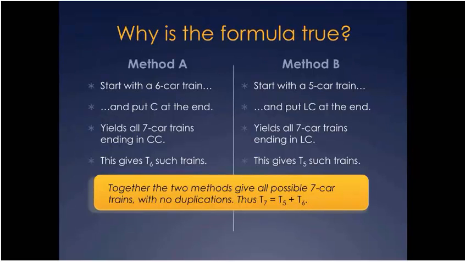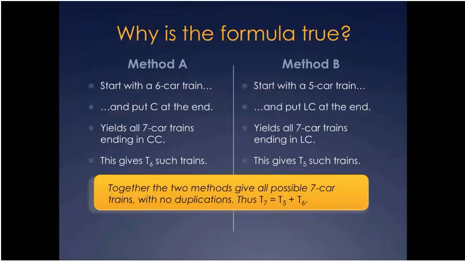So from this, you can see exactly how many 7-car trains you can make. The number that you can make is the number you can make by the first method, together with the number you can make by the second method. Or maybe I should call them again A and B. In method A, you can make T6 trains. In method B, you can make T5 trains. So, in fact, T7, the number of possible 7-car trains, must be T5 plus T6. Now, that's a rather sophisticated argument, but if you've understood it, it's really the general argument.